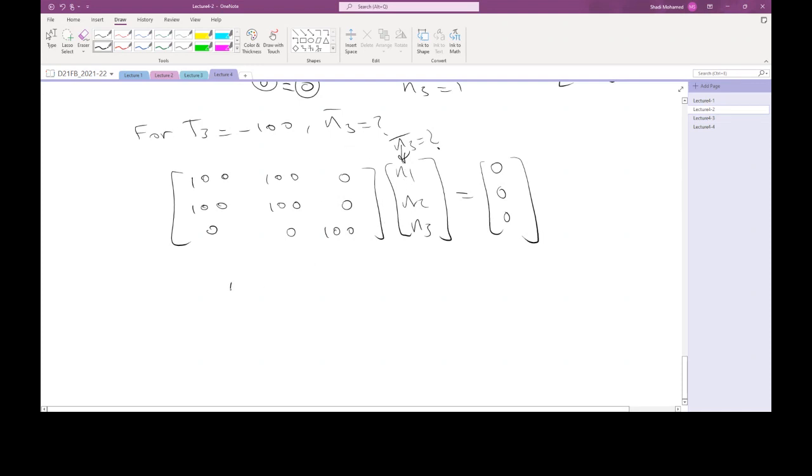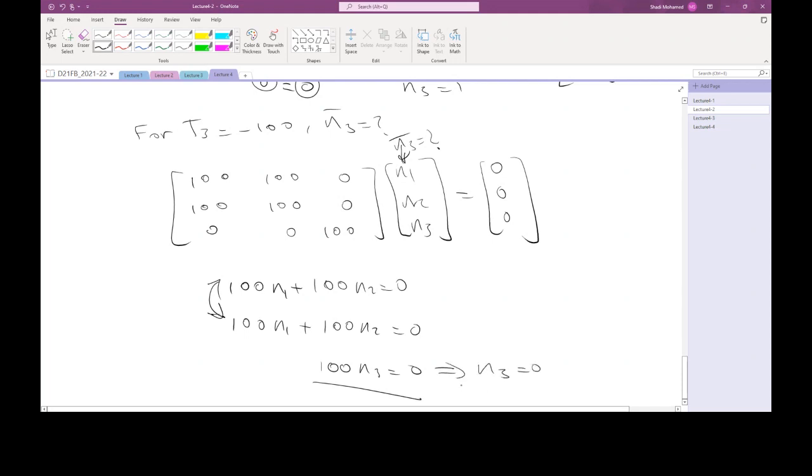All right, so from the first equation, I have 100n1 added to 100n2 is equal to 0. From the second equation, I also have 100n1 added to 100n2 is equal to 0. And from the last equation, I have 100n3 is equal to 0. So these two equations are exactly the same, just the same situation we have dealt with in the first case. And from the third equation, we know immediately that n3 is going to be equal to 0. I've got the value of n3. These two equations are going to give the same conclusion. I will have n1 to be negative n2.